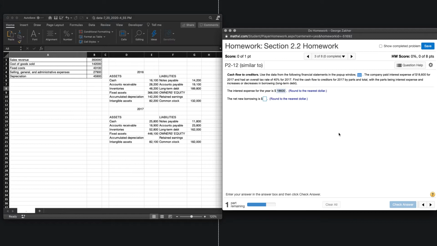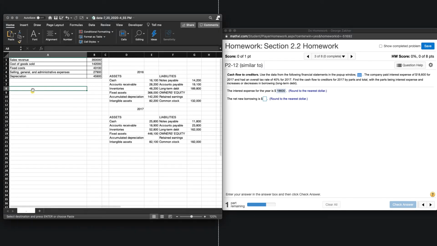And the next part is we need to figure out, again, whether or not we have an increase or decrease in our borrowing. So we're going to take a look at our long-term debt. Now, in terms of the formula, our net new borrowing is going to be our ending long-term liability minus our beginning long-term liabilities. Okay, so we have that information in our balance sheets. Let's just get a little bit more clear here.